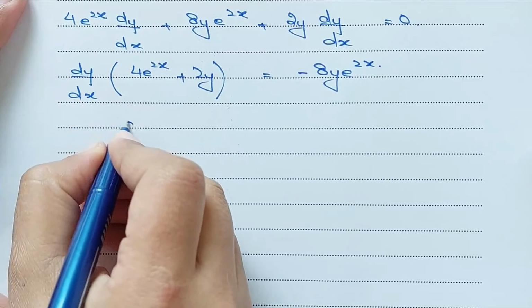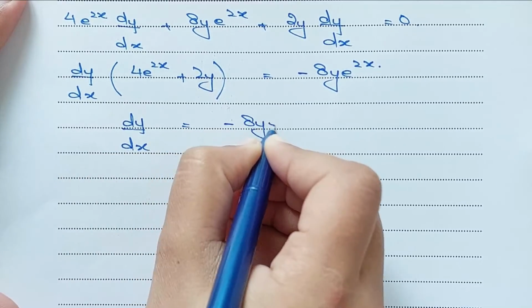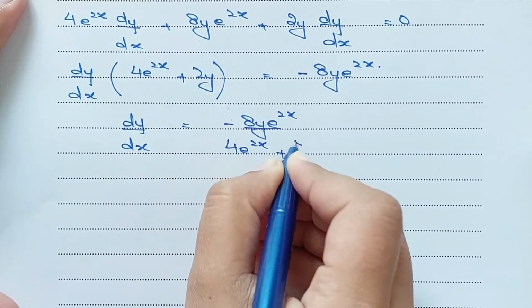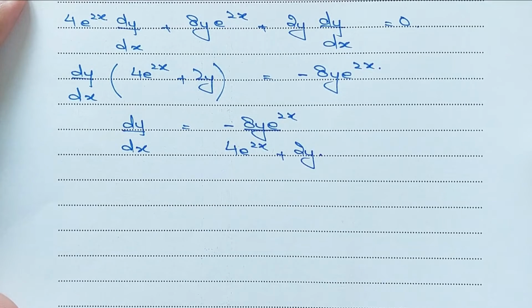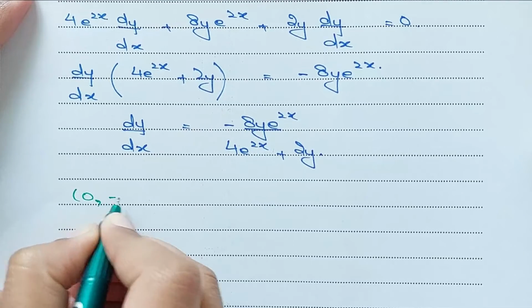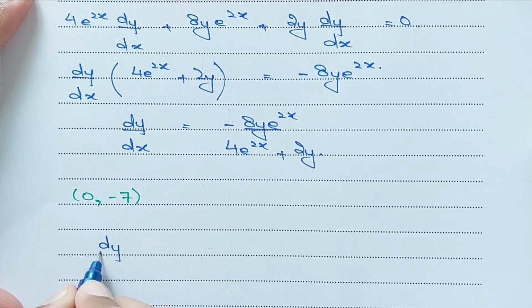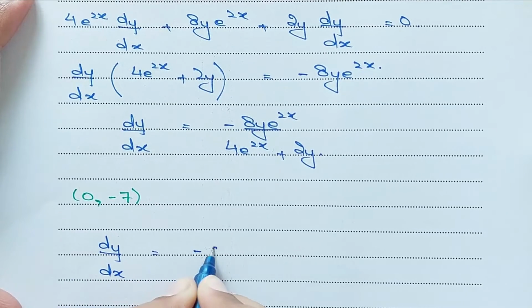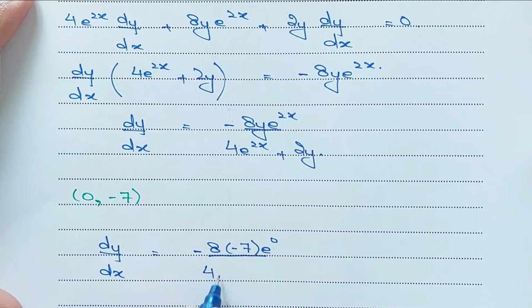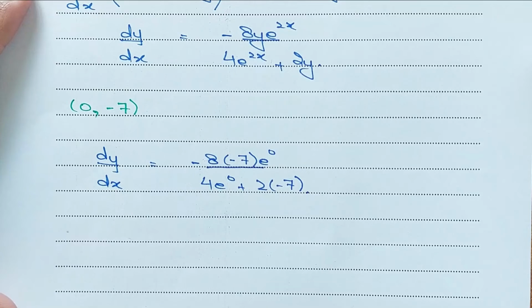Okay, let me find dy by dx, which is minus 8y e power 2x over 4 e power 2x plus 2y. So this is the gradient of the curve. We need to find the gradient at the point 0, minus 7, when x is 0 and y is minus 7. So we have dy over dx equals minus 8 times minus 7 e power 0 over 4 e power 0 plus 2 times minus 7. Y is negative 7 and x is 0, right?